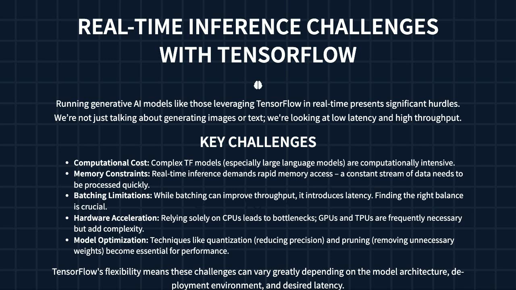Then there's memory, because you need to feed data to the model constantly and access that data super fast. Batching, processing multiple inputs at once, can help with speed, but it also adds a little bit of delay. And frankly, relying only on a regular computer processor just won't cut it. You often need powerful graphics cards or specialized hardware like TPUs to keep up. Finally, we have to be smart about how the model itself is built, and optimization techniques like reducing the precision of the numbers used in calculations can really help make things run faster.